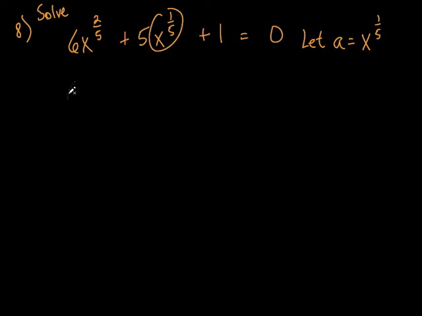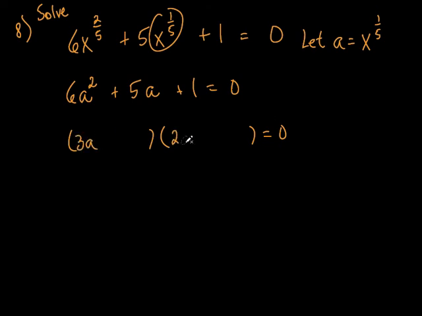So what's this going to be then? This is going to be 6. Watch. It's x to the 1/5 squared, isn't it? So this is 6a squared plus 5a, right? Because I let that equal a, plus 1 equals 0. All right. This looks like it factors, doesn't it? What do we got? 3 and 2. Does that look like it works? Is it 6 and 1?